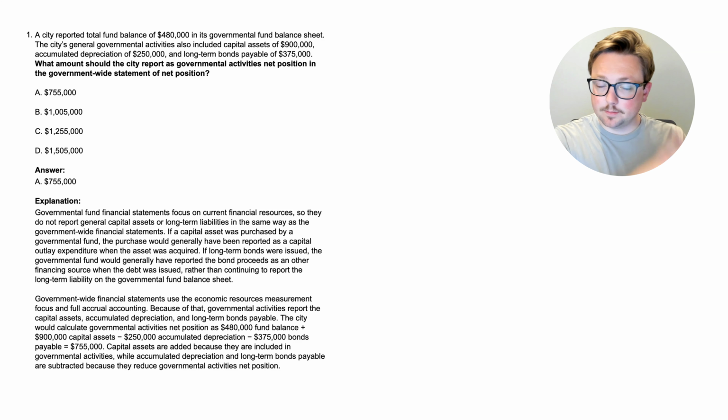So that's something right there. We're learning about governmental fund financial statements. We learned a little bit about them in the previous video, but remember, they aren't treating long-term assets and liabilities the same as the government-wide financial statements. So let's go through the rest of this.